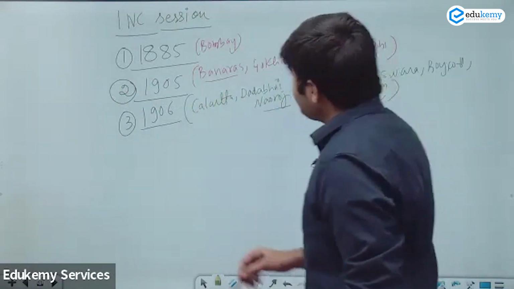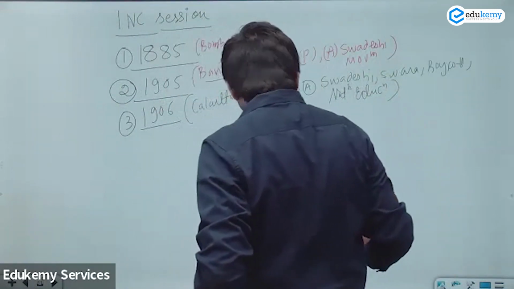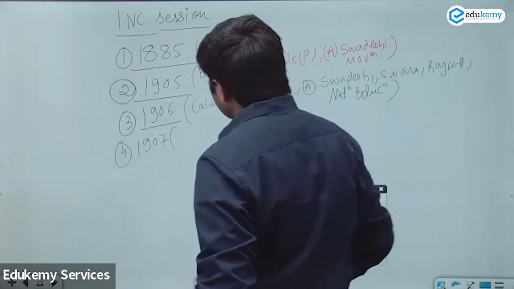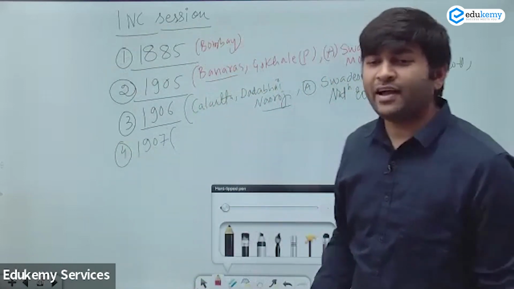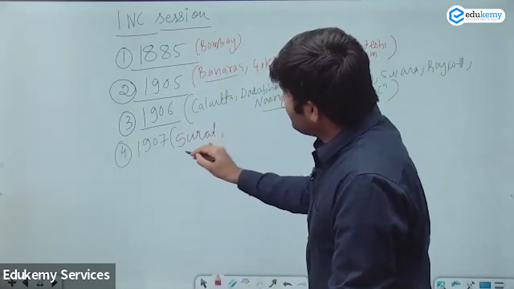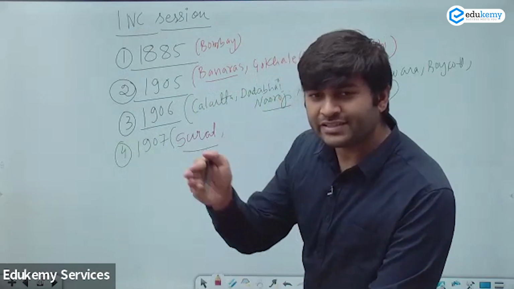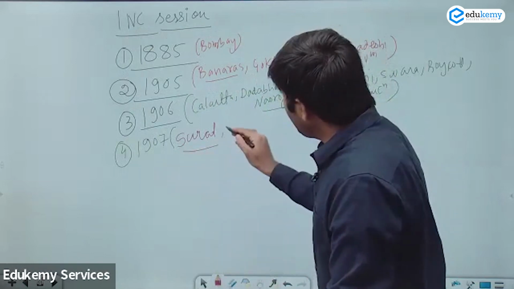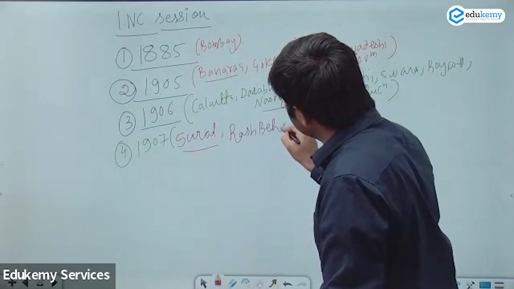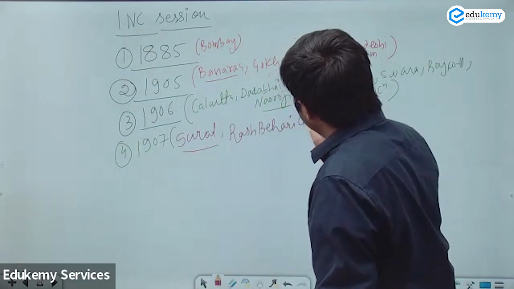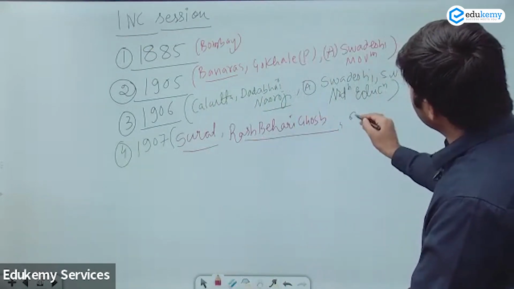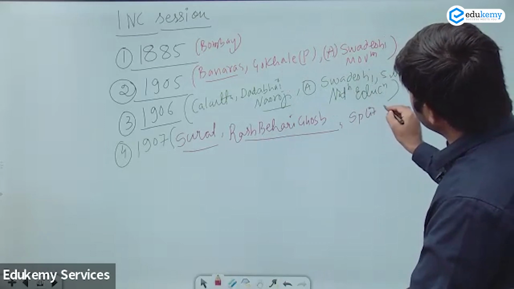Very nice. Then what happened in 1907? 1907. Where did it happen? It happened in Surat. Surat split happened between the moderates and the extremists. They were split over here. And who was the president? Rash Bihari Ghosh. Mr. Rash Bihari Ghosh, he was the president. And what happened here? Split in the Indian National Congress.